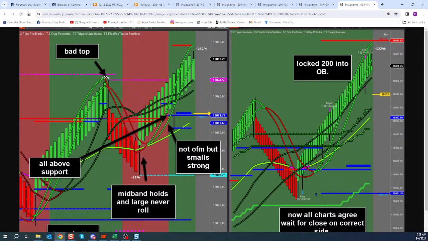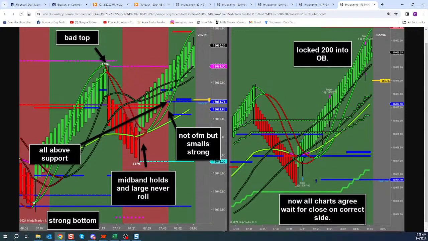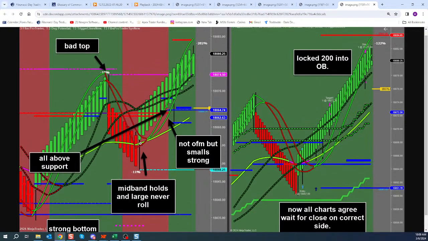The bad top means that this market has the potential to continue up. So from my bad top, I hit the mid-band. The mid-band holds. Large triggers are a full bar away. So the mid-band is a termination. So that means that I'm at a termination and the market's going up. I'm coming from a good bottom. Bad top, back to the mid-band. My small triggers are absolutely screaming and they're above support.